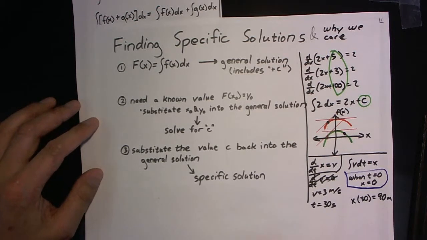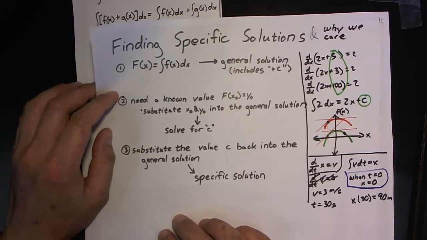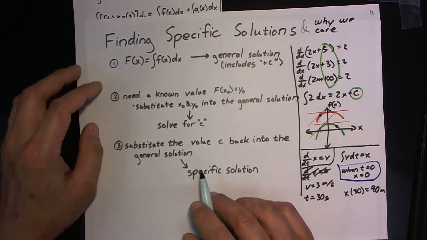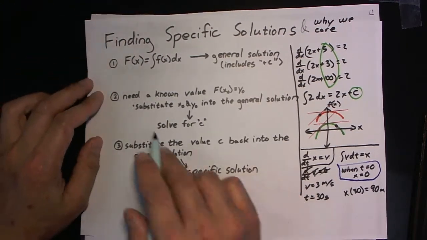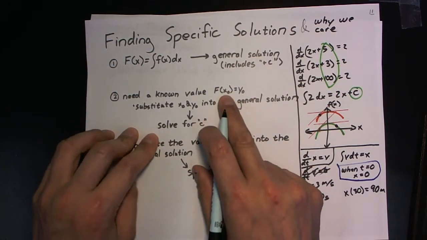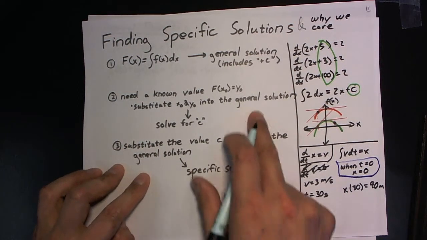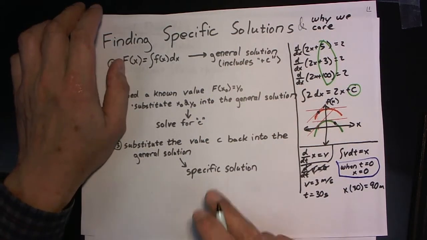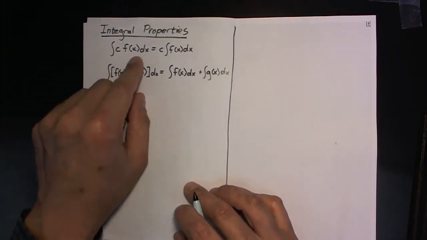All right, now that we've established why you should care about the specific solutions, let's get back to the actual operation. I have two additional examples that I want to go over, but let's just not forget the general method for this. Step 1, get your general solution. Step 2, use your known point to solve for C. Step 3, use that known value for C, substitute that back into the general solution in order to get your specific solution.